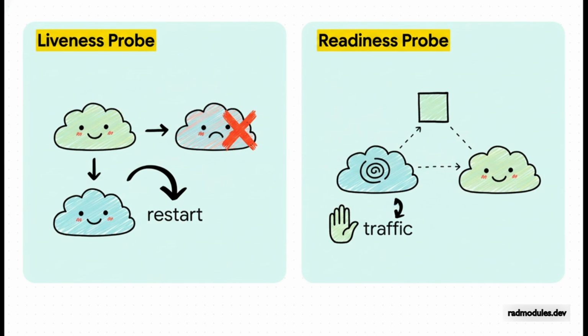Health checks are another non-negotiable concept in Kubernetes, and it is so important to know the difference between the two types. A liveness probe asks, is the application container healthy? If it fails, Kubernetes kills and restarts the container. A readiness probe asks, is the application ready to serve traffic? If it fails, Kubernetes simply stops sending it new requests until it recovers. This is vital for managing startup sequences or temporary overload.